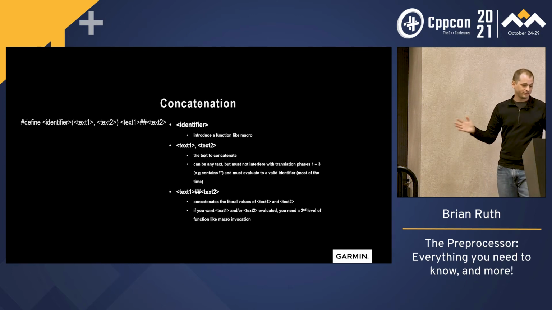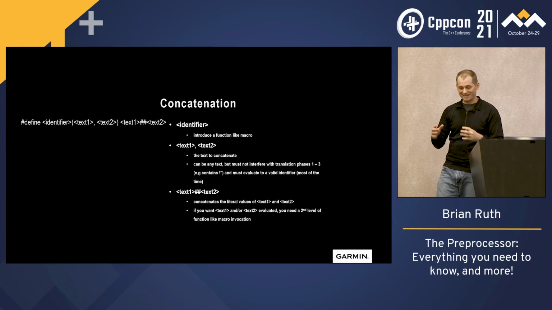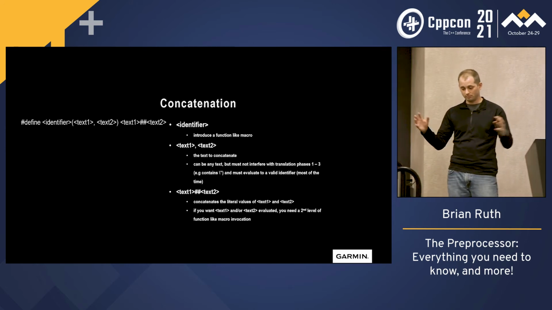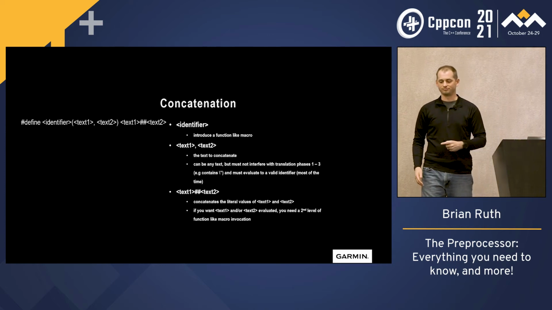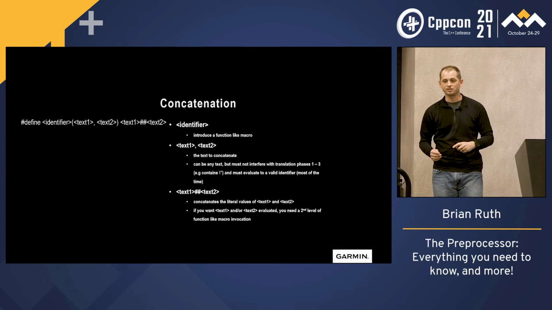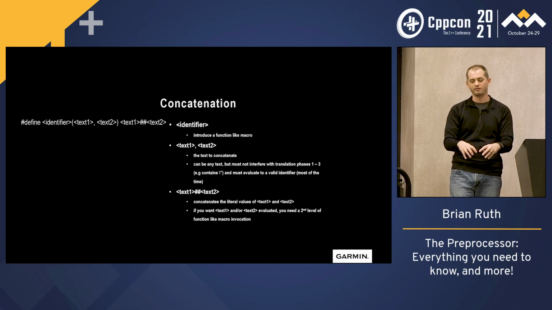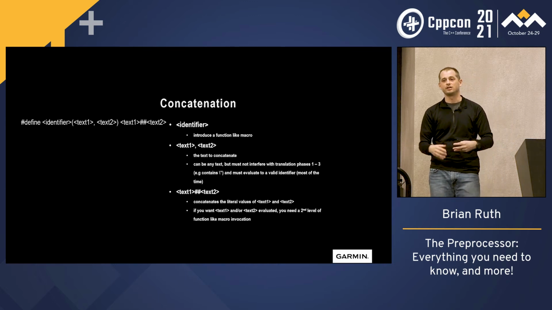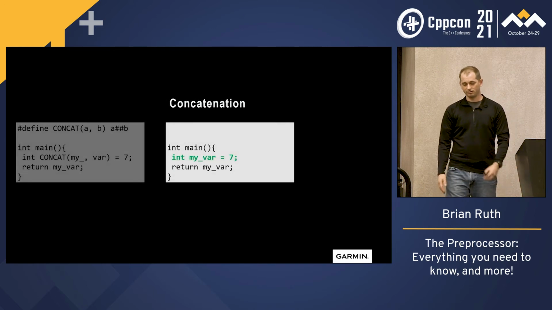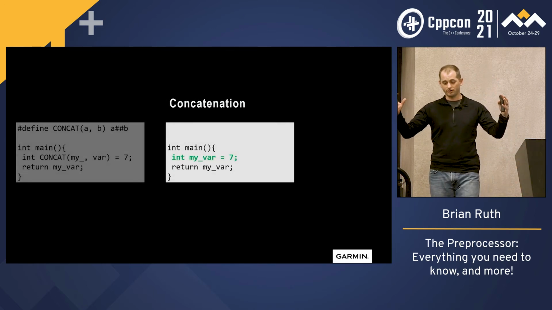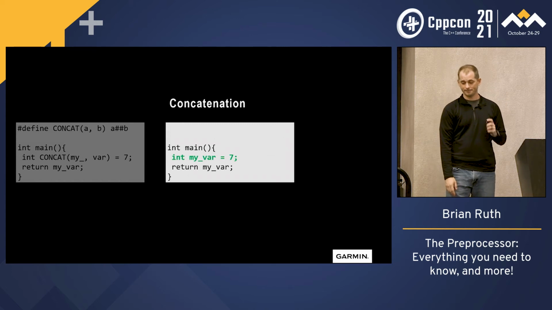So this can be any text, but again, can't interfere with those translation phases, and it's going to concatenate those literal values together. And again, as with stringification, if you do want the replaced, macro-evaluated values concatenated, then you do need that other level of indirection. So for that myvar, what the concat does is it takes those two strings, puts them together, and now there is where our variable is declared.